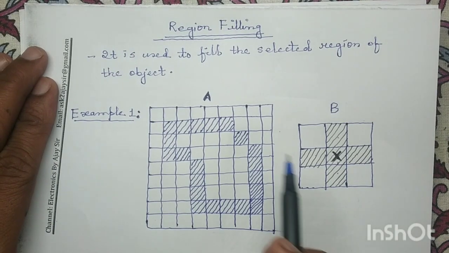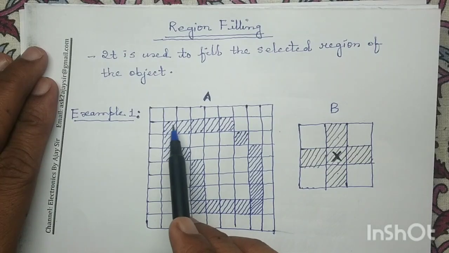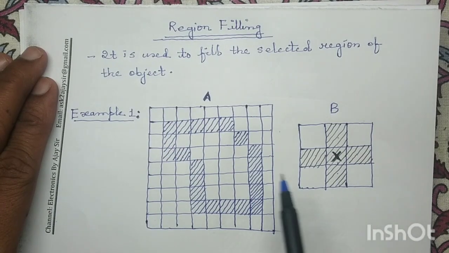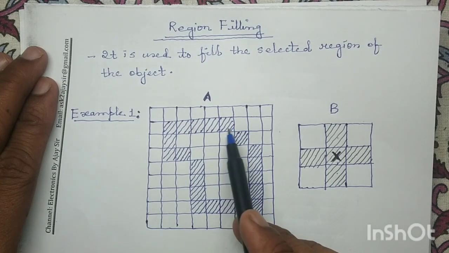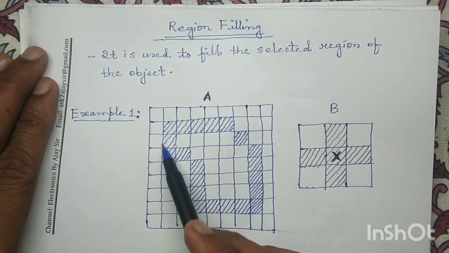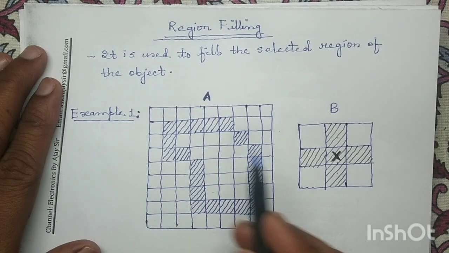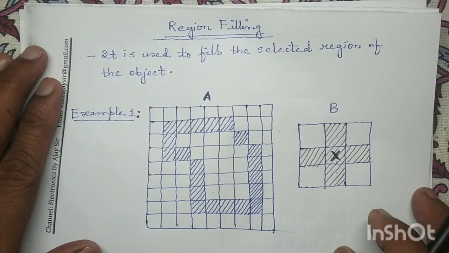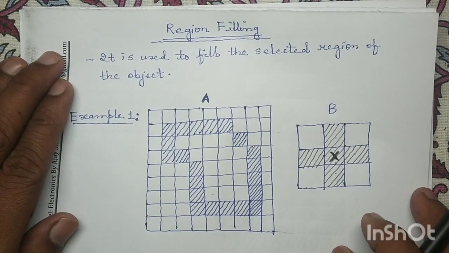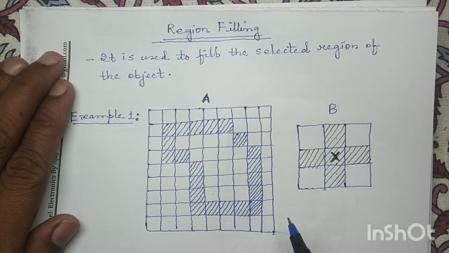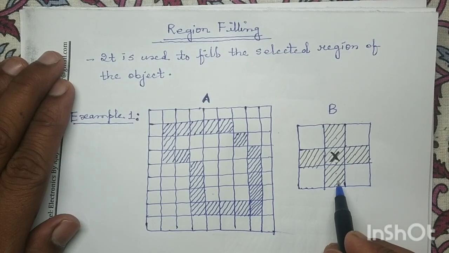In example 1, image A represents the boundary of an object. In image A, the boundary of the object is represented by these shaded pixels. Inside these shaded pixels, these white pixels represent the hollow region of this object A. So we have to fill this hollow region by using this region filling methodology, considering this is my structuring element.